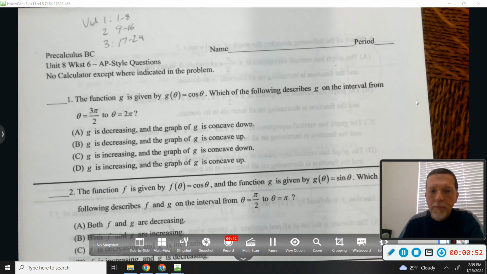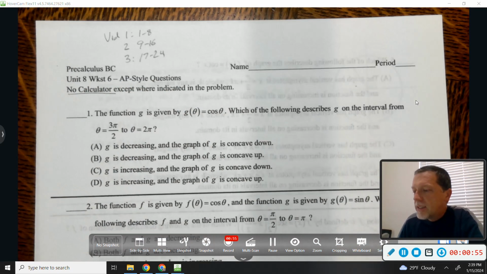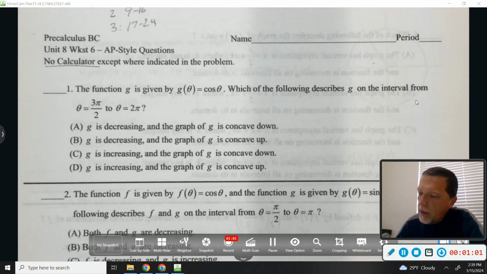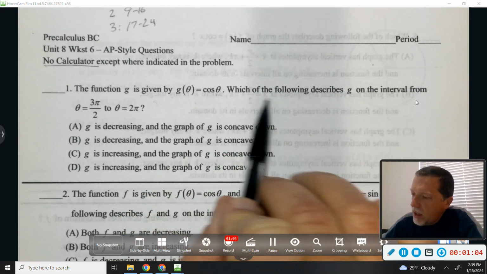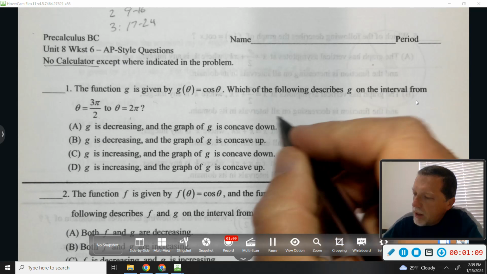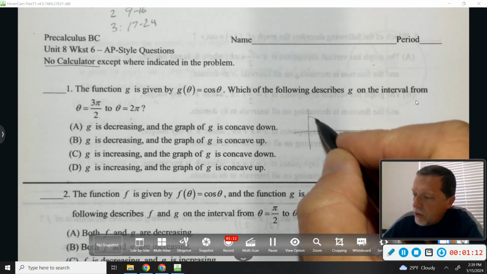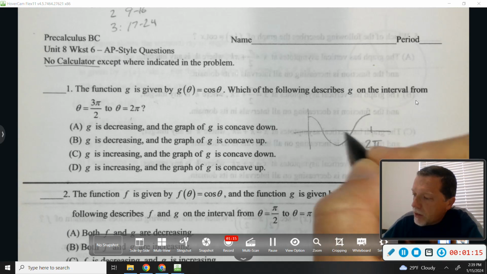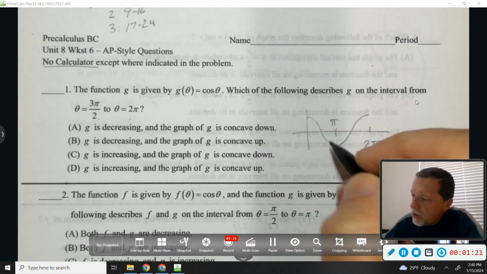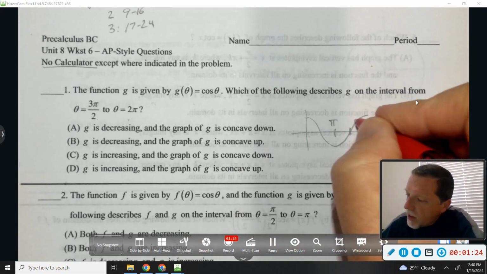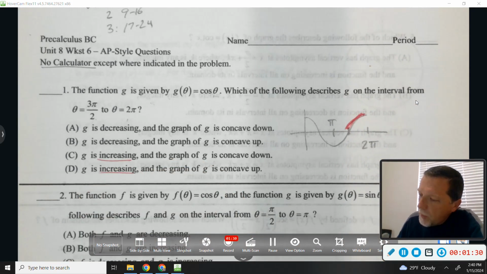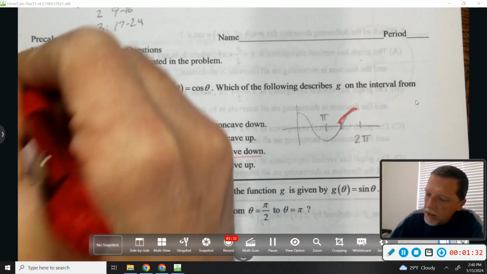All right, let's get started. The entire test is all no calculator, even though the review has a couple of questions that you could use the calculator on. Okay, function g is given by cosine. Which of the following describes g on the interval from 3 pi over 2 to 2 pi? Okay, so cosine, and you ought to be able to graph cosine that quickly and know that it goes from 0 to 2 pi, and that's what it looks like. So from 3 pi over 2 to 2 pi, that would be this section right here. So that is definitely increasing, and it is concave down. So answer choice C.